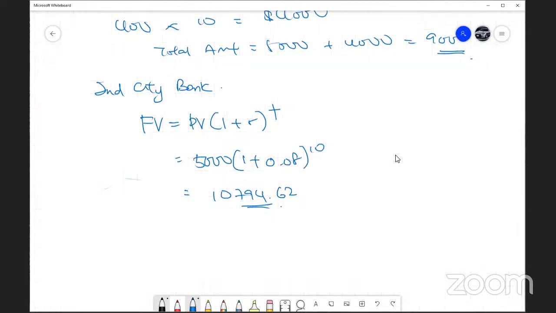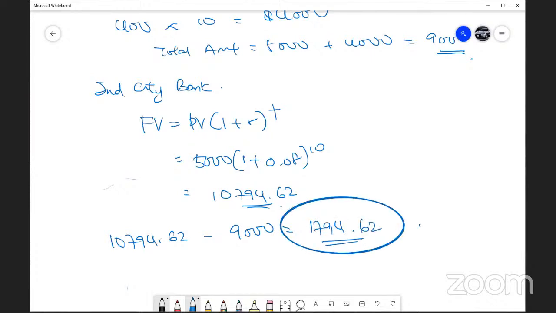So the question asks how much more you earn from your Second Citibank account at the end of 10 years. So just take the Second Citibank amount, 10,794.62 minus 9,000. So you make an extra 1,794.62 if you use Second Citibank. Second Citibank will give you 1,794.62 extra.